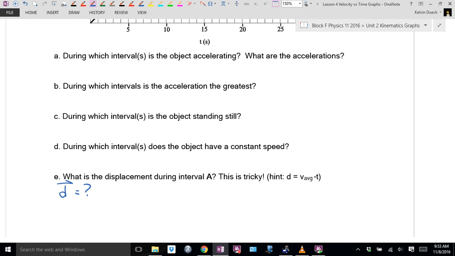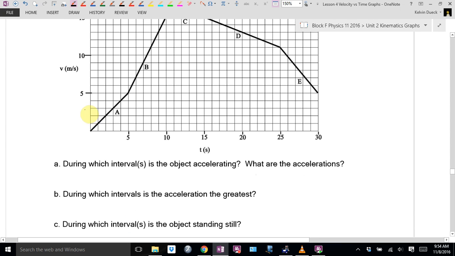When I wrote that down, something jumped into my brain from the green sheet. The fact that on the green sheet, displacement is average velocity times time. I was grasping at straws. I said, I got to try something. I said, interval A, that's this chunk right here. I can tell you the time. How much time elapsed?